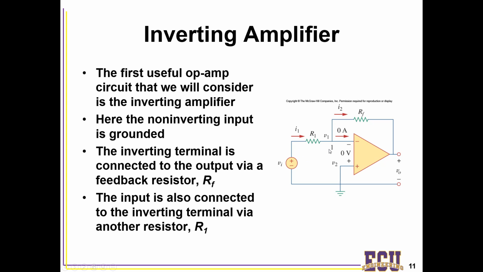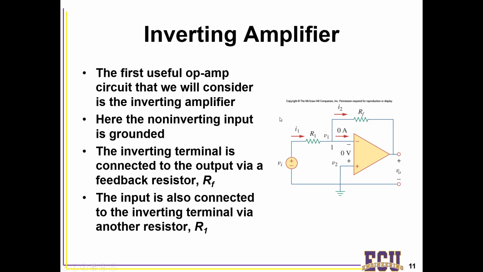Now, if we analyze this V1 node using Kirchhoff's current law, we know that the current flowing through R1, this current I1, must come into this node, and since none of the current is flowing in here, all of that must go through the feedback resistor. And so what that tells us is that I1 equals I2. None of I1 can branch off and go here. The only place for it to go is out there. You can effectively think of this as an open circuit.